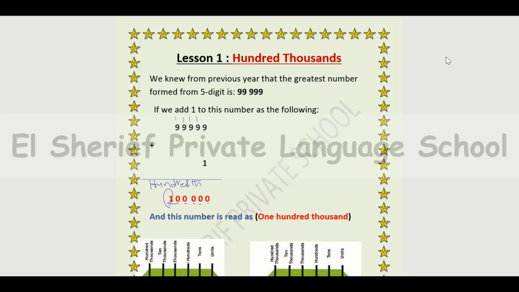Now we can read this number from the left side, from the greatest place value. We have 1 in 100,000, so 100,000.